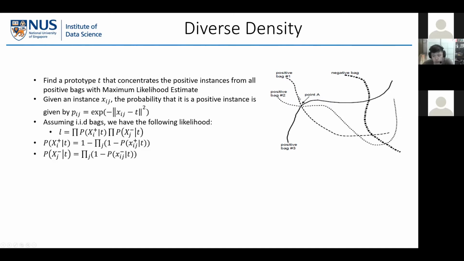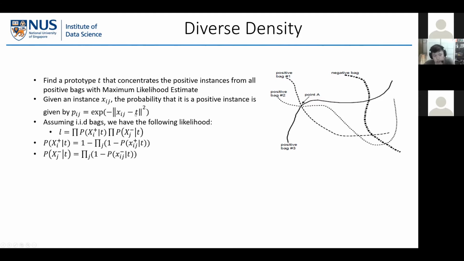And so under that assumption, we are trying to define the probability of each instance as belonging to a positive class if it is very close to T. That's why in this paper, with this method, the author defines this Pij, or the probability that the instance belongs to a positive bag, to be equivalent to the exponential of its negative distance from T. Meaning if xij is very close to T, an instance around this point will have a probability that is close to 1, essentially.